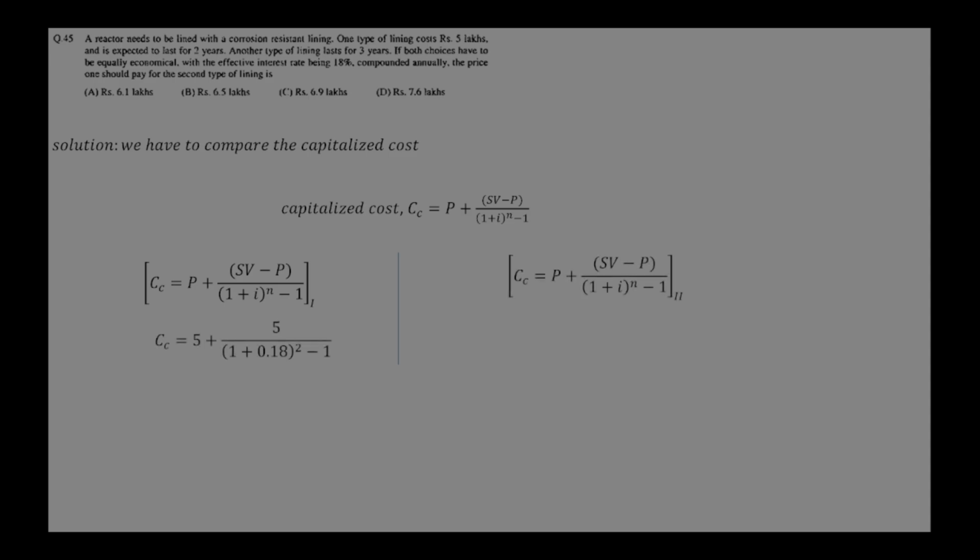This is also a formula based question. So this is the capitalized cost for the first condition, and for the second condition, putting all the values. For the first condition, this will be P minus salvage value. Similarly here, P minus salvage value. Putting all the values, find P. So you will get, I think, 6.9 lakhs or something, or 6.5.